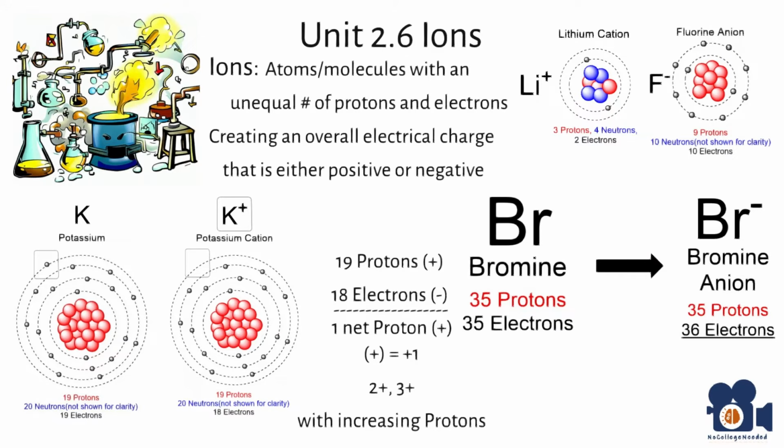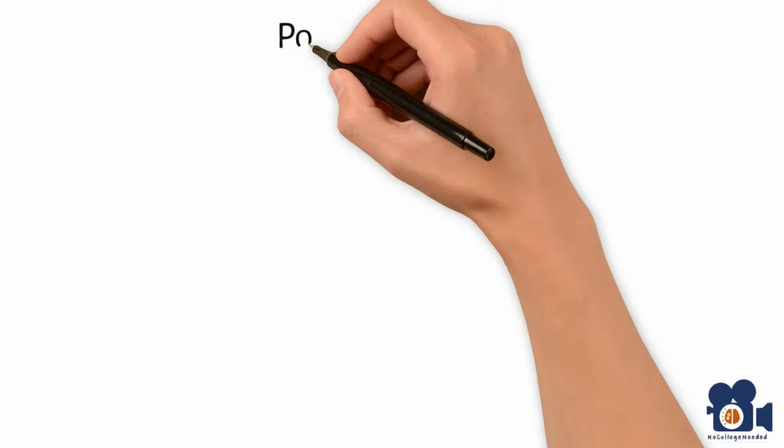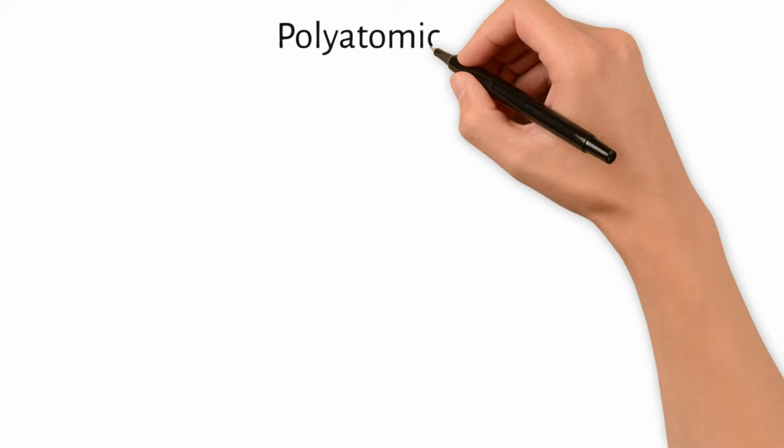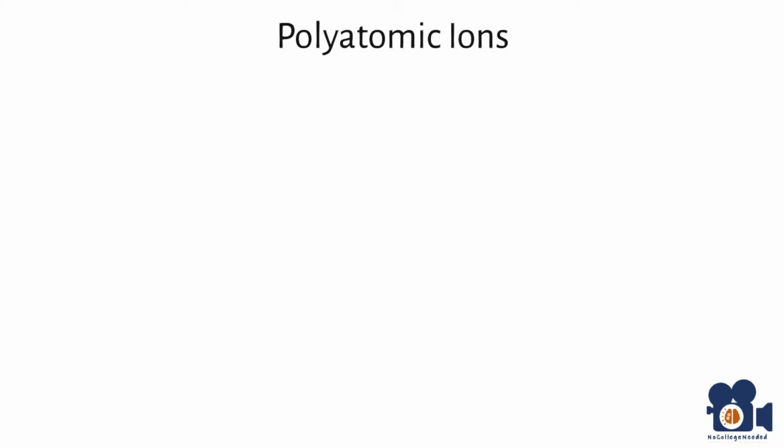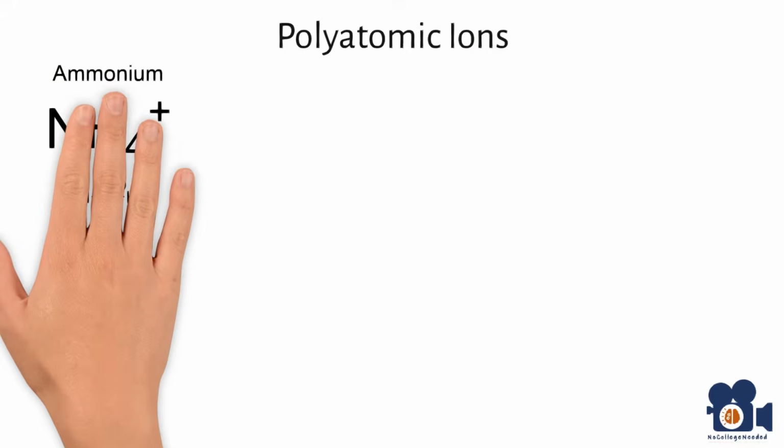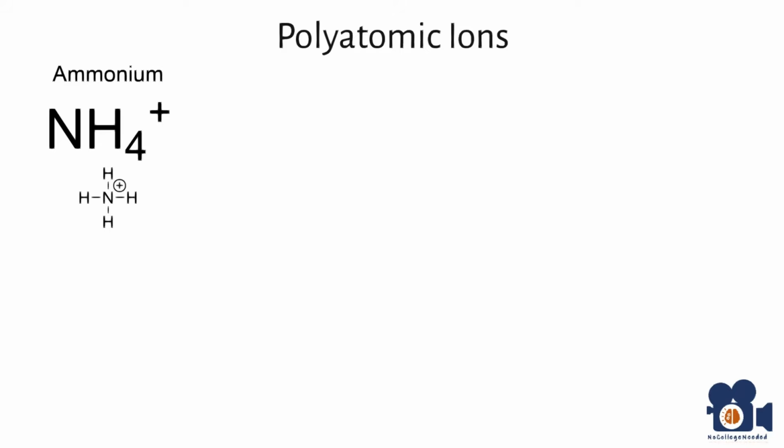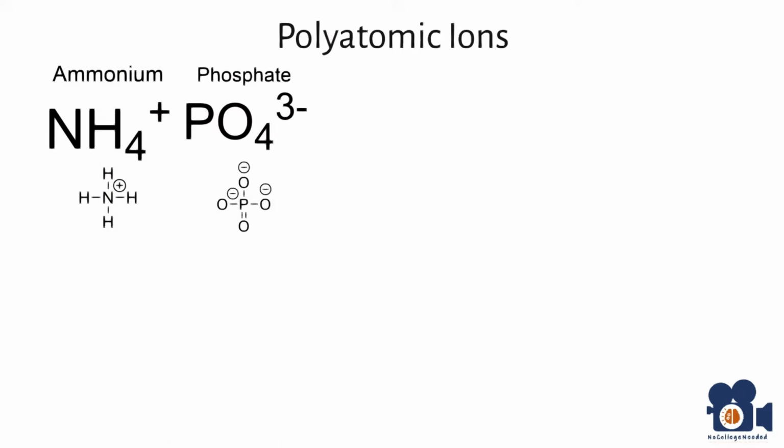Since there is a net additional 1 electron, the ion has a -1 charge denoted in the superscript. The minus means -1, and with each increasing net electron, the negative charge increases to 2-, 3-, and so on. Ions can also form between multiple atoms, which we call polyatomic ions. Some examples of this are ammonium, NH4, with a +1 charge, made up of 1 nitrogen and 4 hydrogen atoms, and phosphate, PO4, with a 3- charge, made up of 1 phosphorus atom and 4 oxygen atoms.